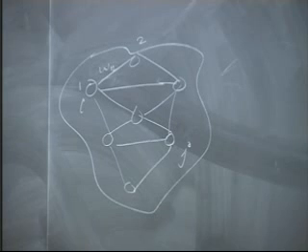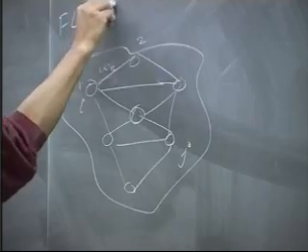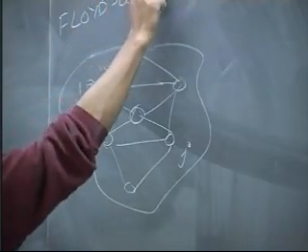And I'm going to show you how to do this using dynamic programming. Now again, for shortest paths, we know Dijkstra's algorithm, there are many other approaches, but let's just see how to do it using this approach. It's called the Floyd-Warshall algorithm.